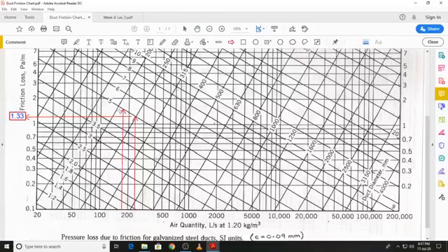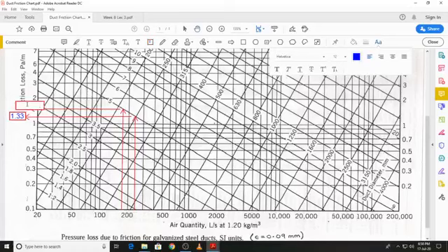As before, read the value of the friction factor. This time it has increased. It could be around 1.66, and the value I have taken is 1.55.